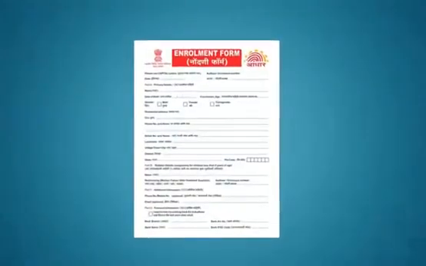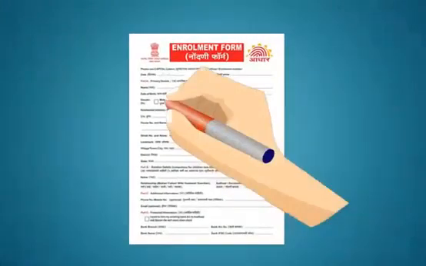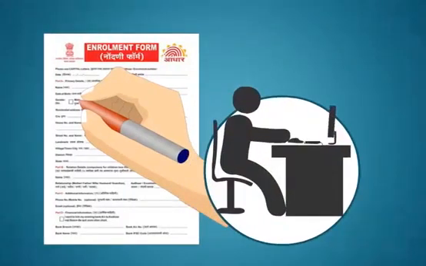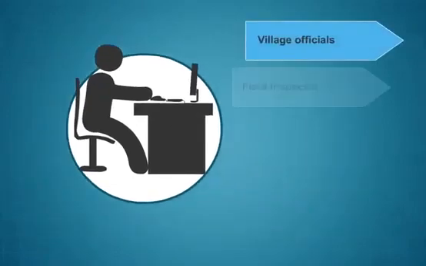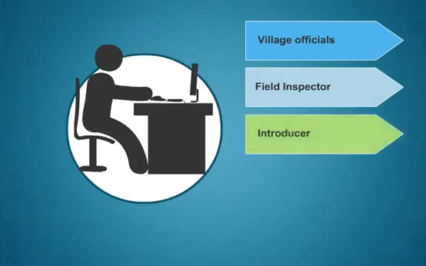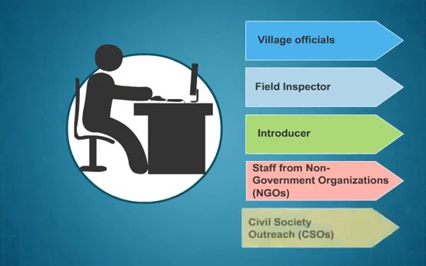Step 1. Filling of the enrollment form. Firstly, fill the enrollment form. In case of any difficulty, you can take the guidance of the enrollment operator in filling up the form. The operator may guide you in taking assistance from local support such as village officials, field inspector, introducer, staff from non-government organizations or NGOs, civil society outreach, CSOs, etc.